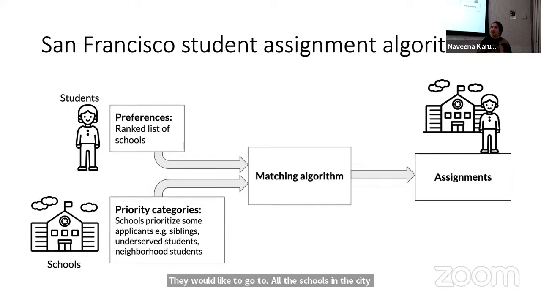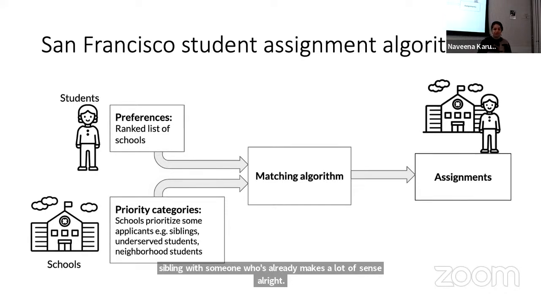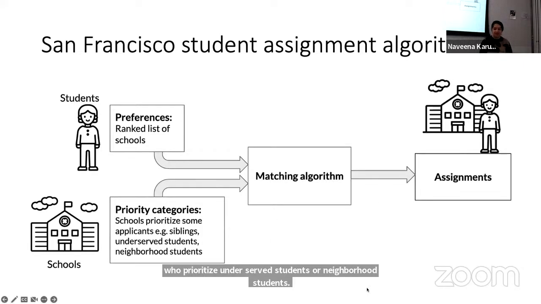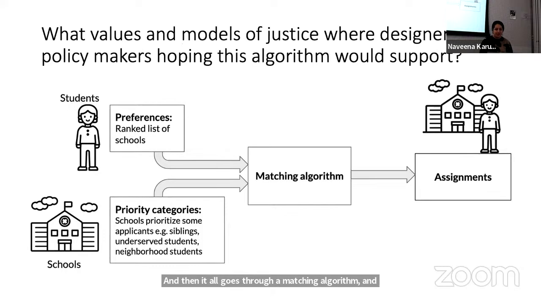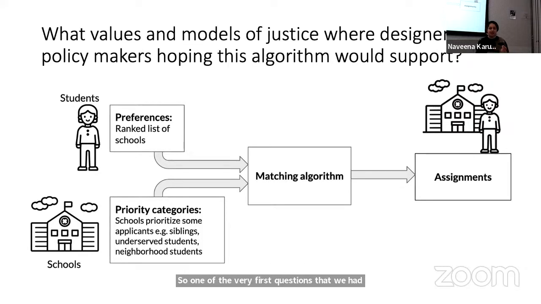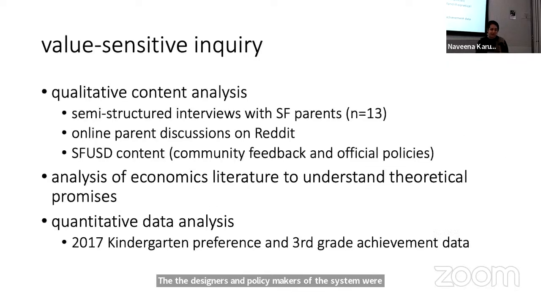Sometimes schools also have priority categories. So the school might say, I want to prioritize siblings of someone who's already a student in my school. It makes a lot of sense. Or I want to prioritize underserved students or neighborhood students. And then it all goes through a matching algorithm and then assignments. So one of the very first questions that we had when we were studying the system is, what are the values and models of justice that the designers and policymakers of the system were hoping it would support? And why were those values not met in practice?